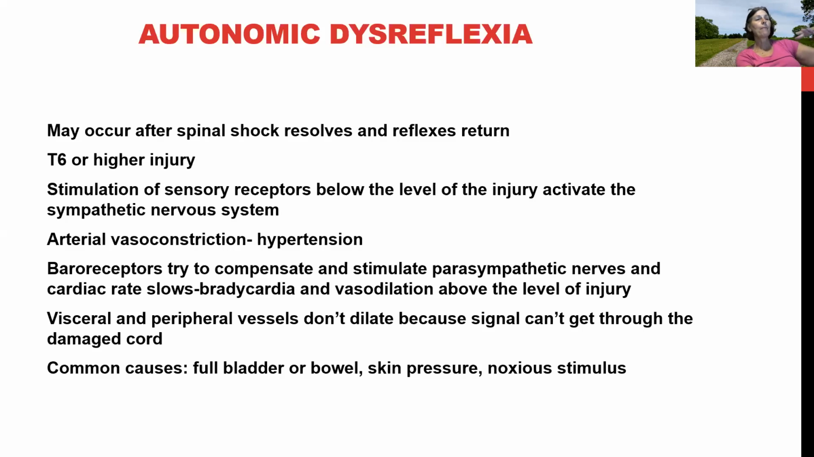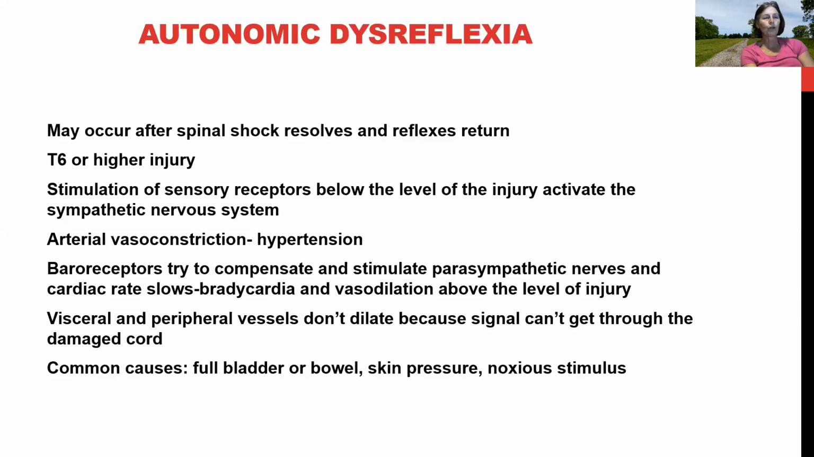So they have massive hypertension, they have bradycardia, and above the injury, they'll vasodilate. So they'll be red and flushed above the injury and pale below the injury. So the visceral peripheral vessels don't dilate because those messages can't get through the damaged cord, but above the injury, they'll be vasodilated, they'll be red, they'll be flushed. What causes this? Remember, it's a trigger, a strong sensory trigger from below the level of injury.